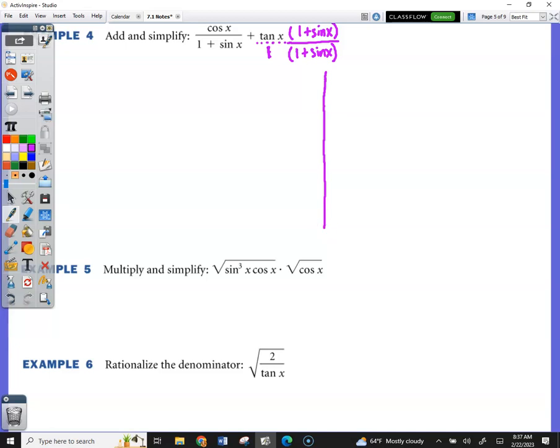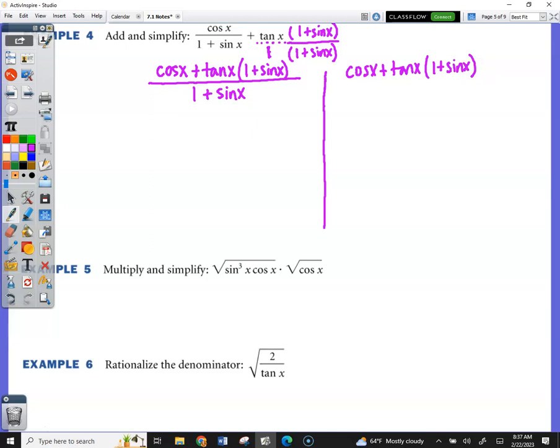You decide which one you like. You don't have to write both. The one way to write it is exactly what you see, which is cosine x plus tan times 1 plus sine x all over that common denominator. That's one way to write it. I personally said to myself, okay, that's a lot. I'm just going to write this. That's the top, right? Everybody with me? And then I'm going to say to myself, here's the denominator.